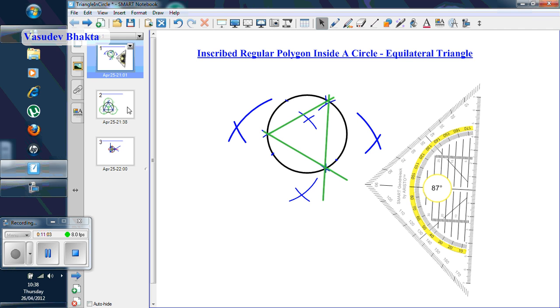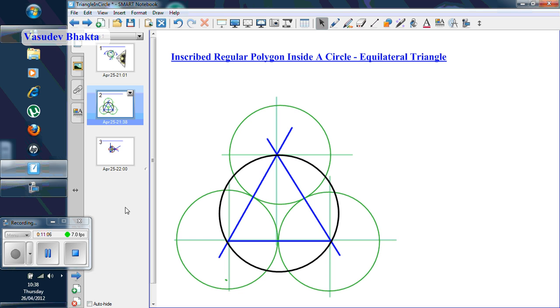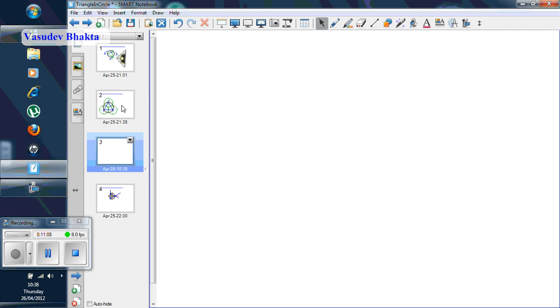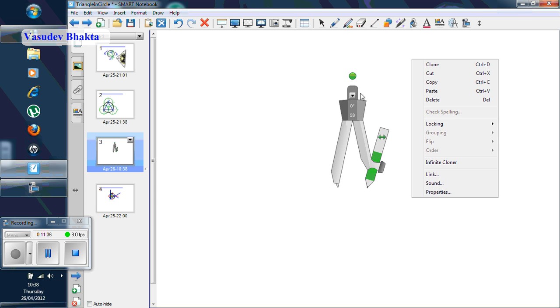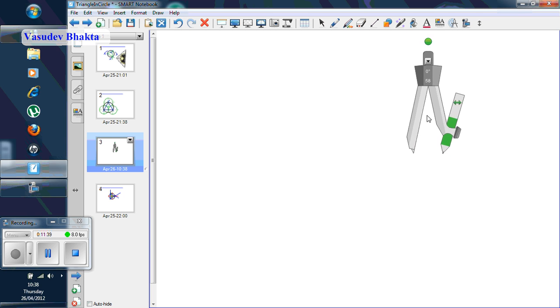So let's try the second approach. This is slightly more involved, and I'm just going to start a new page for that. What I'm going to do is get myself a protractor, pick it up, and with a default green pen, I'm going to set my compass to length of 58. Now it's up to you how you want to do this, but there are many approaches.